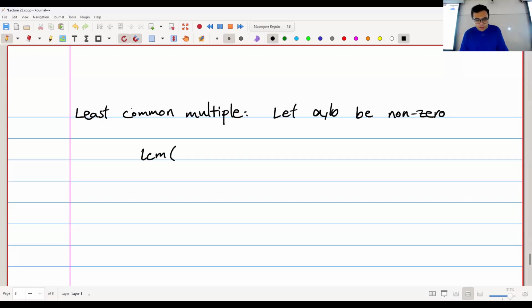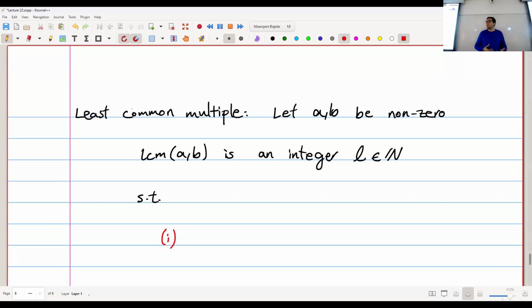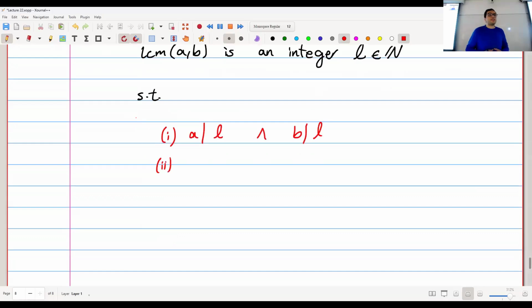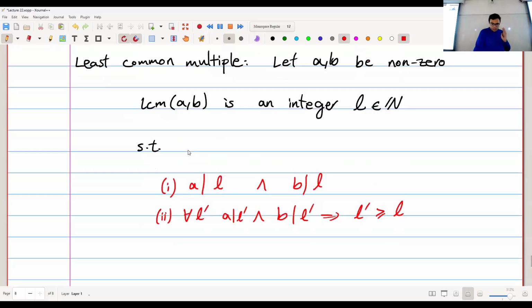I define the lowest common multiple of A and B as an integer L. I don't want this to be negative, so I say it's in N, such that it has two properties. The first property is that, of course, I want it to be a common multiple of A and B. So I want to say that L is a multiple of A, and it's also a multiple of B. The second property is that I want to say it's the smallest number that has the first property. So if there is any L prime such that L prime is a multiple of both A and B, then L prime should be greater than or equal to L. Okay, so I want L to be the smallest number that is a multiple of both A and B.